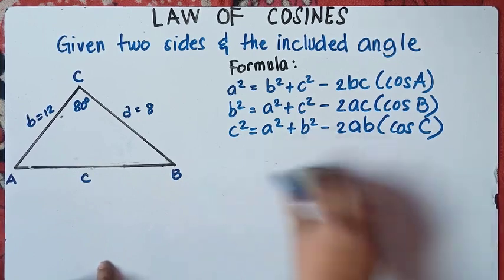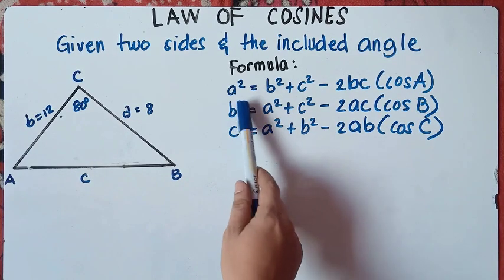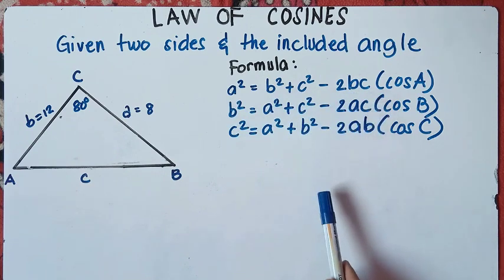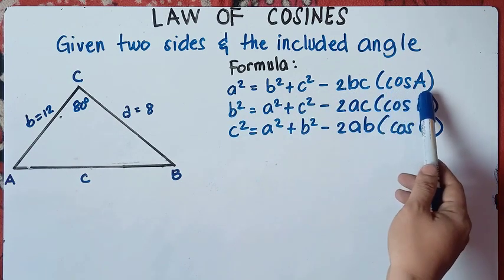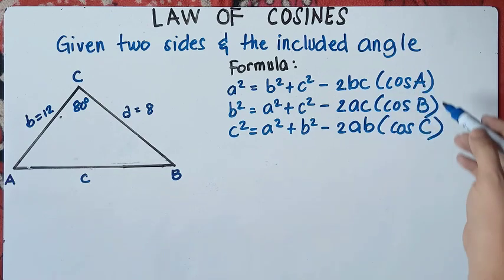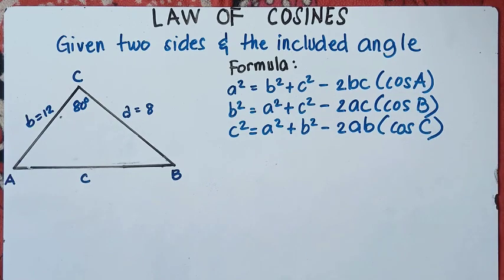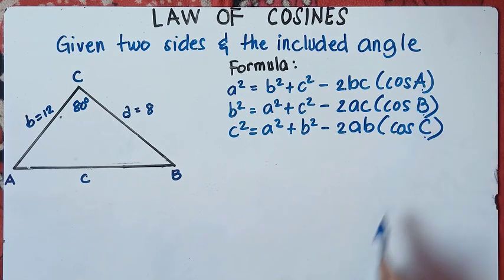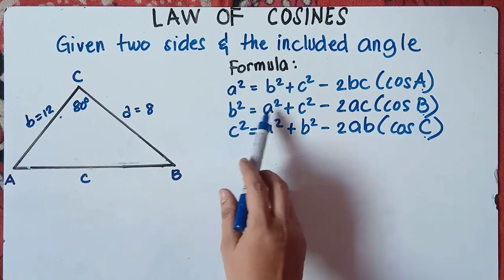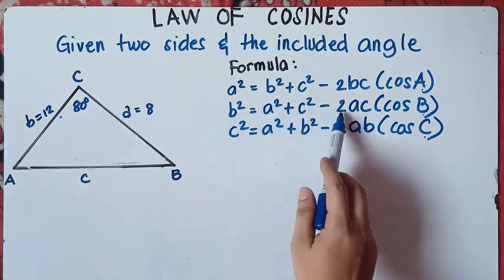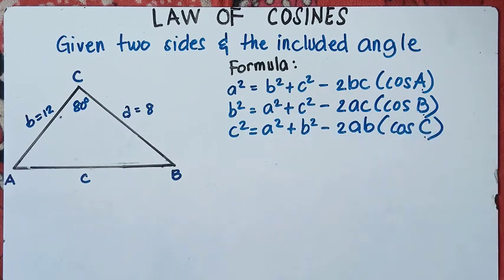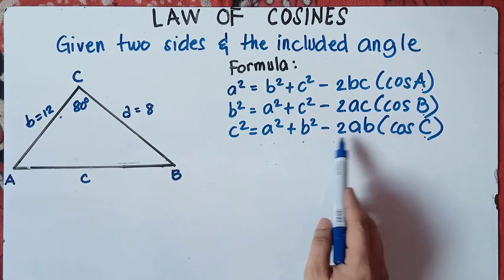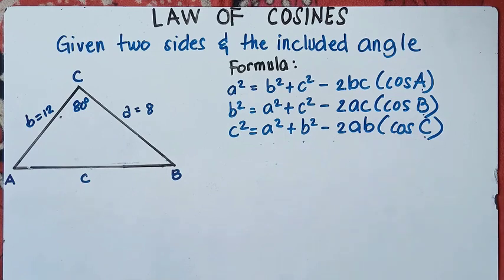Alright, so these are the formulas for the law of cosines. We have a squared equals b squared plus c squared minus 2bc multiplied by cosine A. Do not forget, these capital letters are angles. So we have angle A, angle B, and angle C. And we have b squared equals a squared plus c squared minus 2ac cosine B. And the last formula, c squared equals a squared plus b squared minus 2ab cosine C.